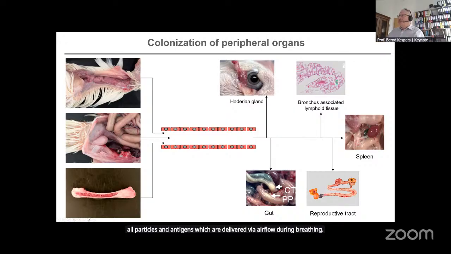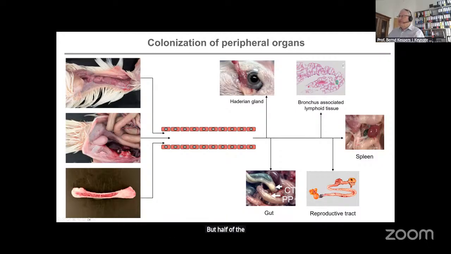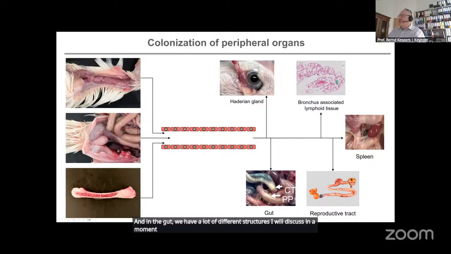And then we have the Harderian gland, which is actually a lacrimal gland producing tear fluid, but half of the gland is also a lymphoid structure, as you can see here. And in the gut, we have a lot of different structures I will discuss in a moment. And all along the reproductive tract, we find lymphoid tissue and also, in particular, cells of the immune system.